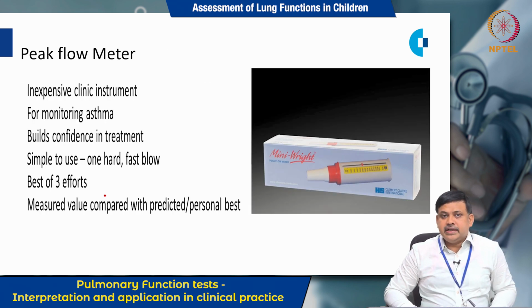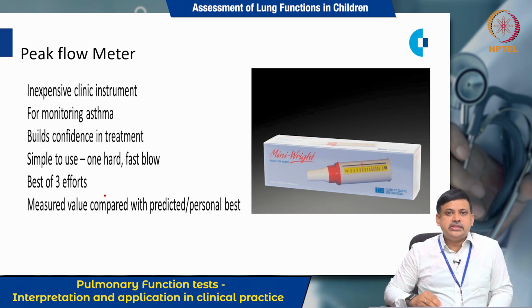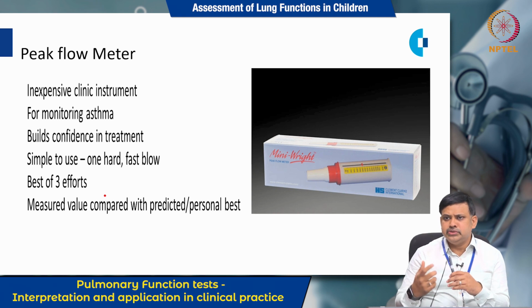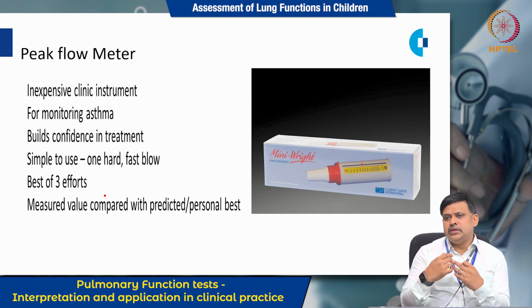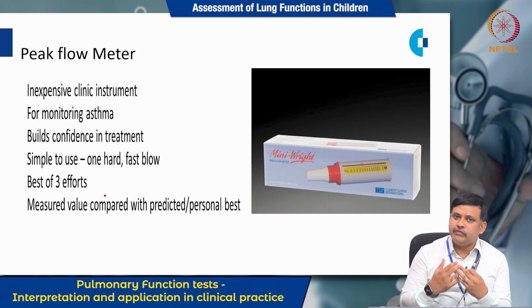Now, let us come to the second most commonly used method of lung function testing, the peak flow meter. This is an inexpensive clinic instrument, mainly used for monitoring asthma. The patient can take it home and monitor their asthma status, that is, how the medications are working. They can do the peak expiratory flow once in the morning and once in the evening, keep a track of it, and use it for monitoring purposes.